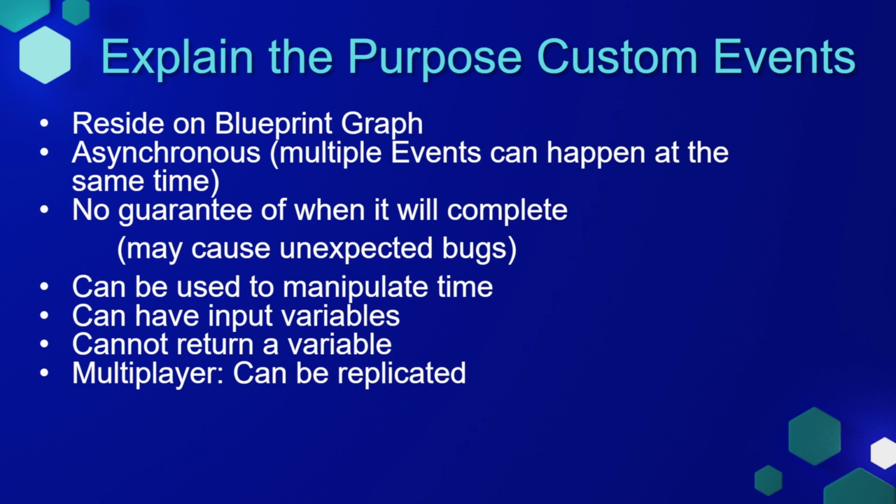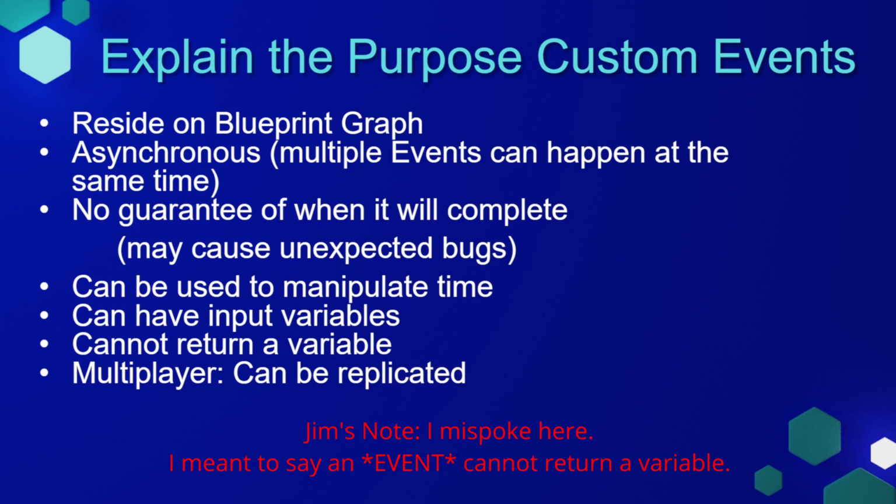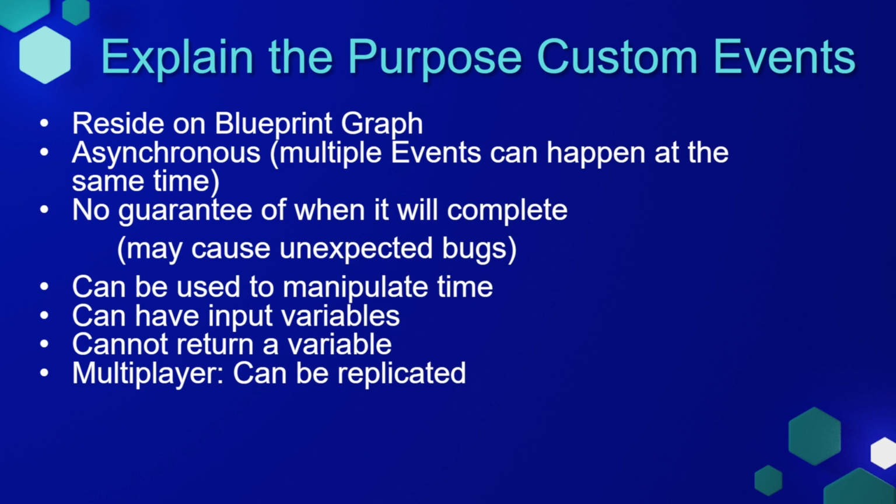And an event must be used whenever we want to manipulate time. So a function cannot control your game's time. And we'll talk more about what this means in future lessons. Similar to a function, an event can have input variables. However, an event cannot return a variable, because with an event, there's no guarantee of when it will complete. There's no end of the chain, whereas a function has a defined start and end. And if we're getting into multiplayer, an event can also be replicated.